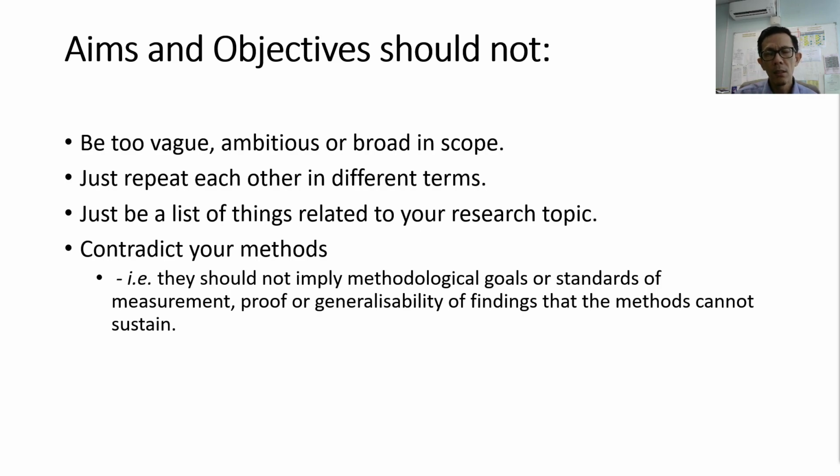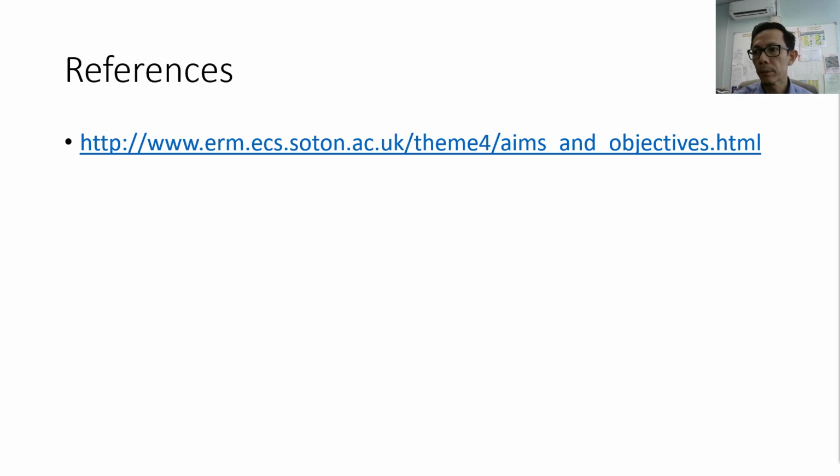They should flow nicely together, right? So they should not imply methodological goals or standards of measurement, proof or generalizability of findings that the methods cannot sustain. So, you have aims, you have research questions, you have objectives, and you have your methods. They should flow nicely, right? They should complement one another. This is one reference that you can go and you can click the link and go and learn more about this.